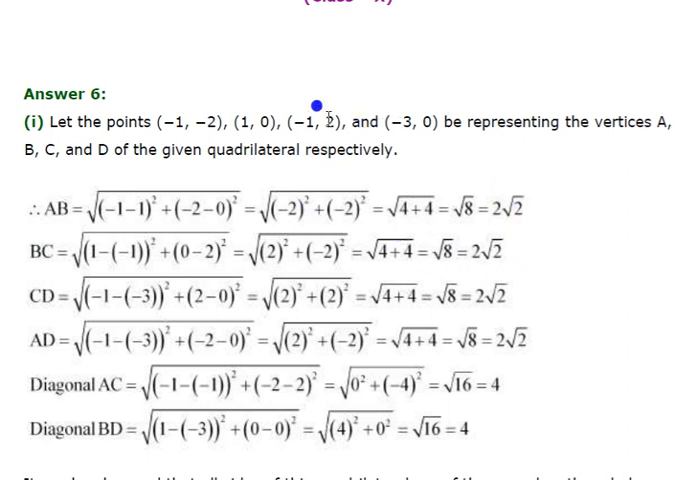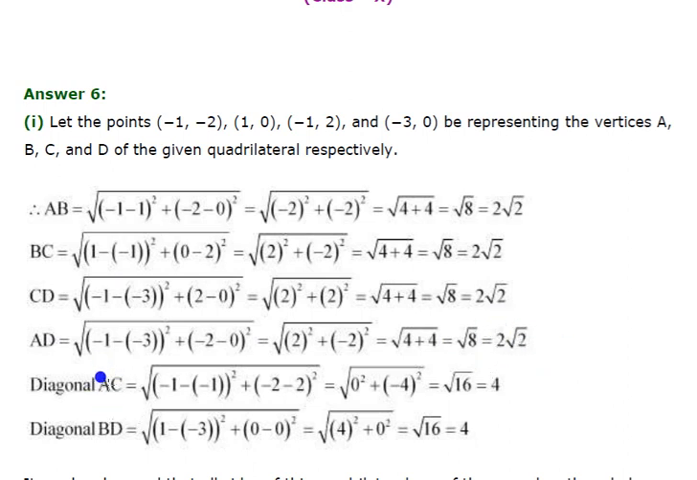Now come to CD. This is point C and this is point D. For C, -1 is x1 and 2 is y1, and -3 is x2 and 0 is y2. Again use the distance formula and find the distance CD. It will again be root 8, that is 2 root 2. Next we have to find AD. This is point A and this is point D. Again -1 is x1 and -2 is y1, then -3 is x2 and 0 is y2. So AD will again be root 8, that is 2 root 2.